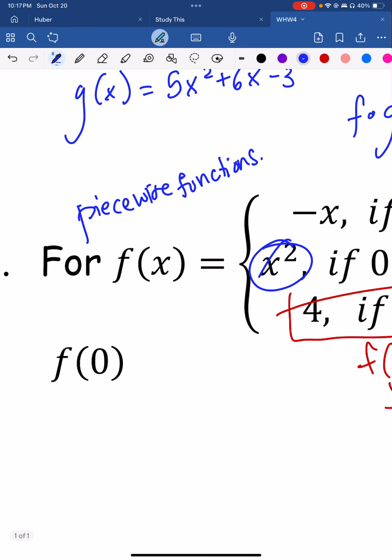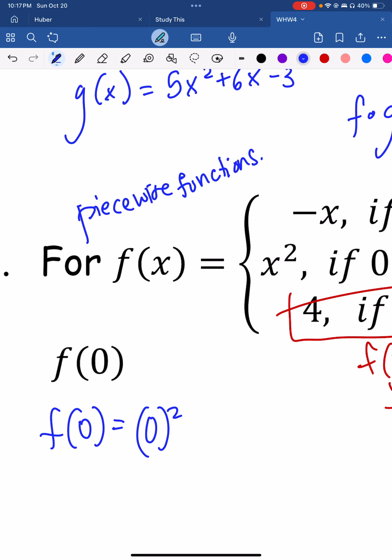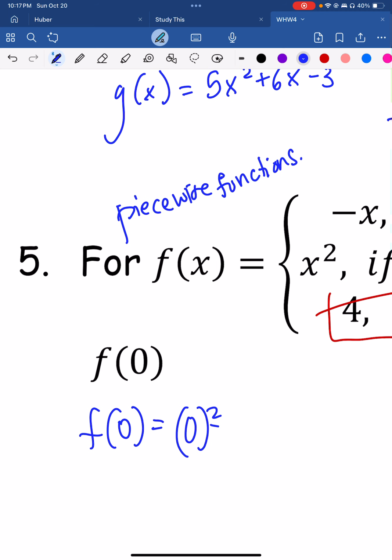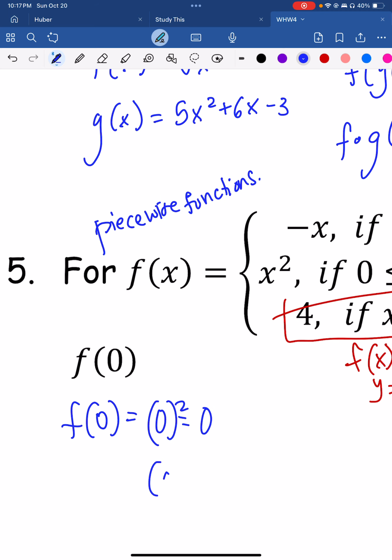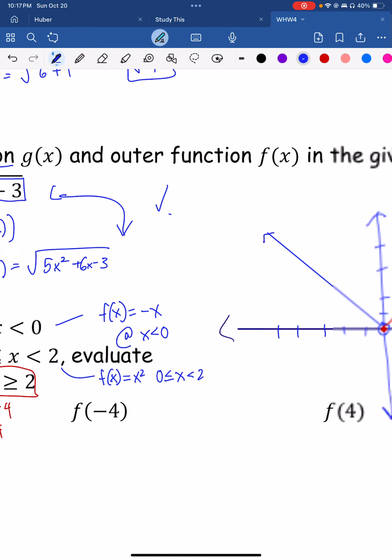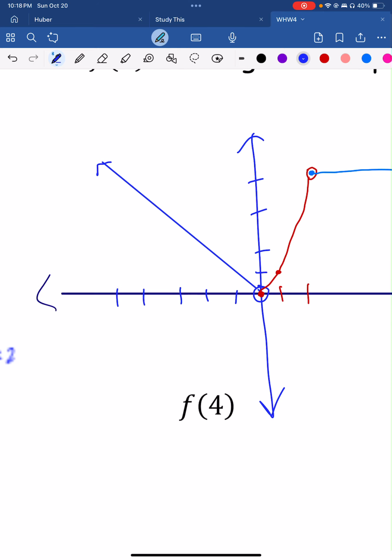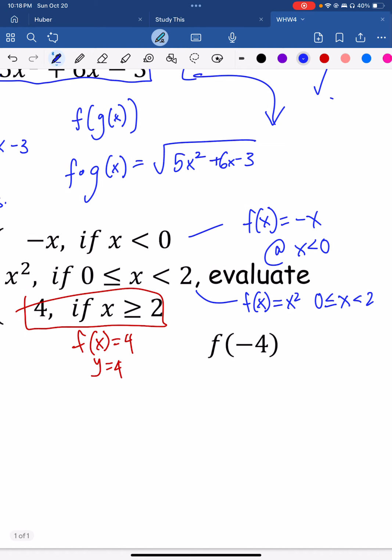So f of 0 is equal to 0 squared because I plugged it into x squared equals 0. So f of 0 is 0. And we can check the graph and it does make sense. It's right here. Now f of negative 4.